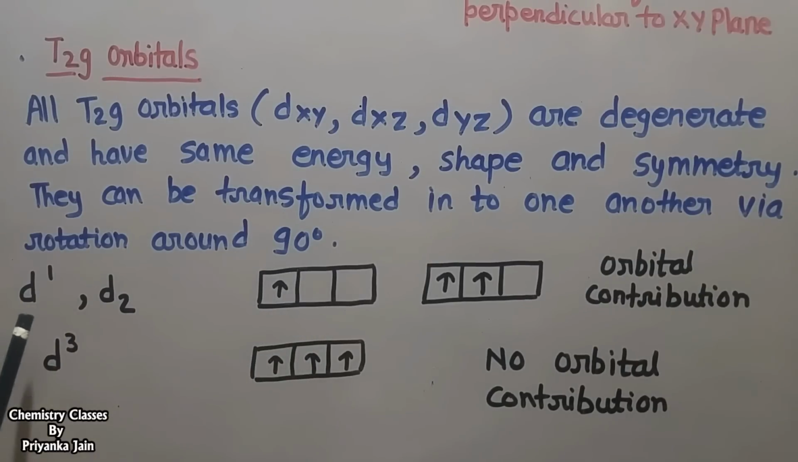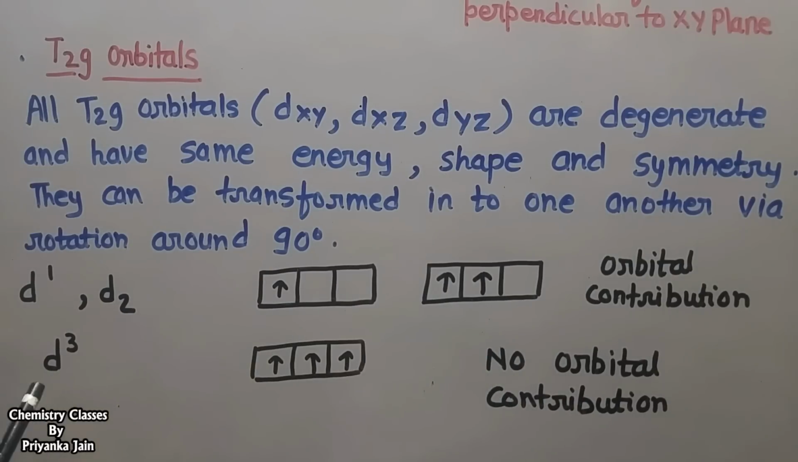So if we see the d1 and d2 configurations, in d1 there is one electron present in the T2g level, and these two orbitals are vacant, so the electron can use these orbitals to rotate around the nucleus. In d2 there are two electrons and this orbital is empty, so the electron can rotate via this orbital. So these two make an orbital contribution towards the magnetic moment.